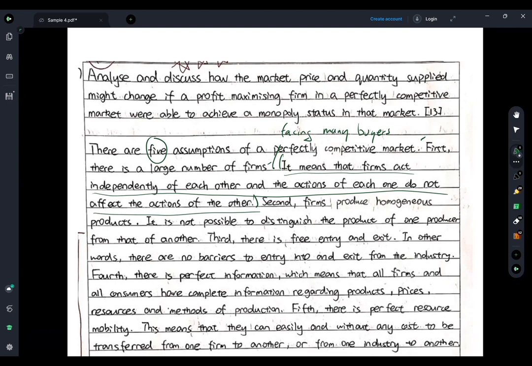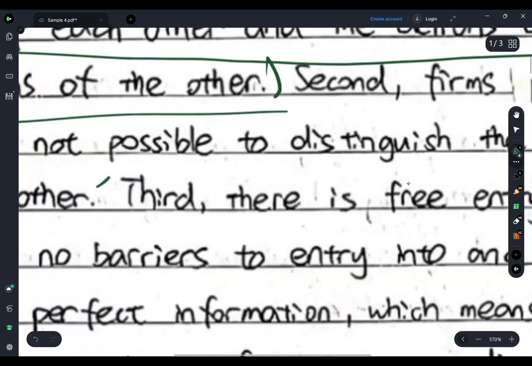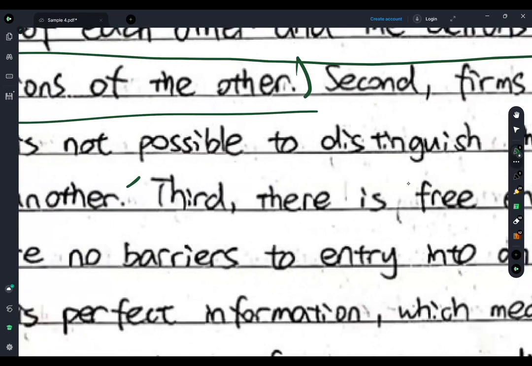But it's absolutely correct. Second, firms or sellers. I like to use sellers rather than firms because not all sellers are firms, but it's okay. Firms produce homogeneous products, which means it is not possible to distinguish the product of one producer from that of another. Very good, but also very detailed, almost too detailed. I would simply say that all businesses sell an identical product. So price is the only selection criterion. This is what matters.